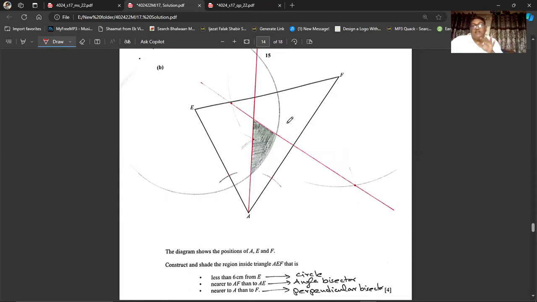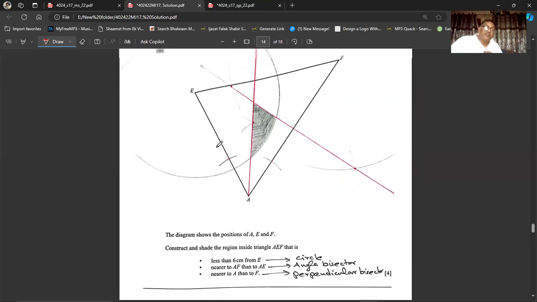If you remain on that side, you will be nearer to F. If you remain on this side of that line, you will be nearer to A. We want to remain nearer to A. Less than 6 centimeters from E means you have to remain inside that circle. Nearer to AF means you remain on the left side of that angle bisector, and nearer to A means you remain below this line. So this is the area defined by these three conditions. We have to shade it, and we have shaded it.